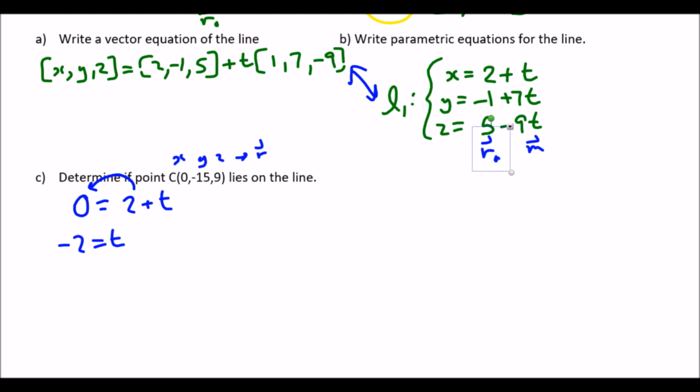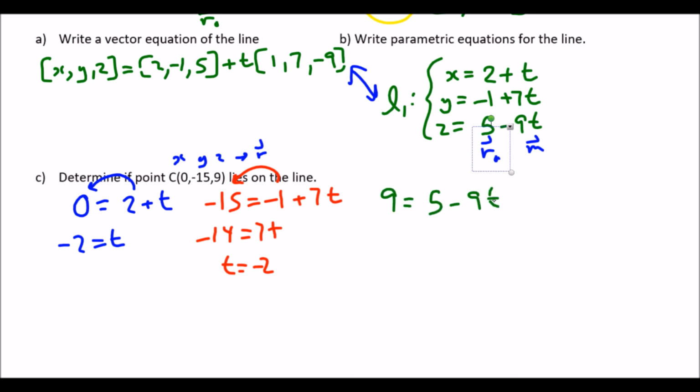Let's look at y next. My y is negative 15 is equal to, now I'm going to go over here, negative 1 plus 7t. So bring this over. I get negative 14 is equal to 7t. Oops. t is equal to negative 2. So far, so good. Checked out. Let's do the last one. Well, the last one is z. So here I'm going to have my z value as 9. So I'm going to have 9 is equal to 5 minus 9t. This is not looking so promising. Bring this over. I get 4 is equal to negative 9t.